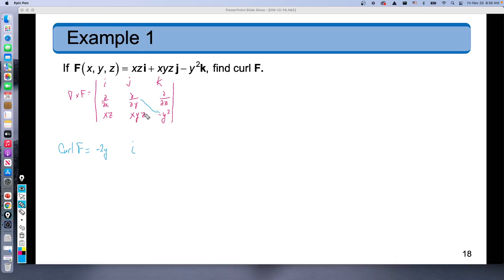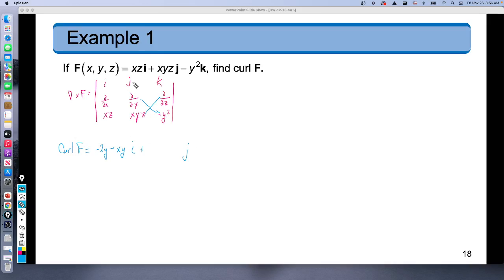And then we're going to subtract this function, the partial of z. Well, the partial of z is just 1, right? So that's xy, and this is the subtraction part, so it's just xy. So that's the first part, and then we're going to plus something with j.